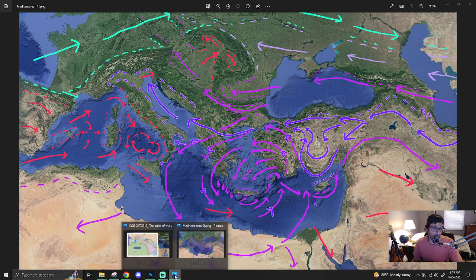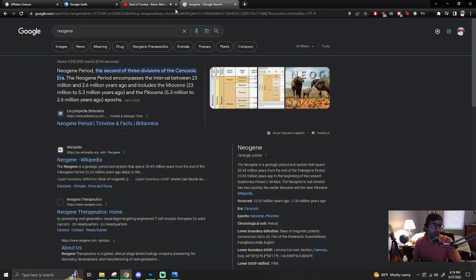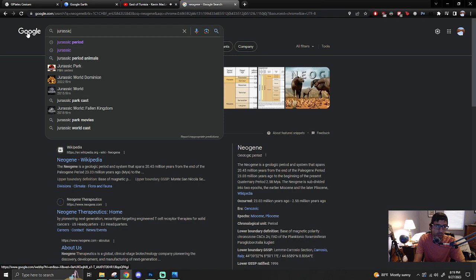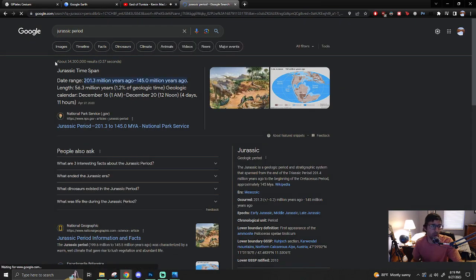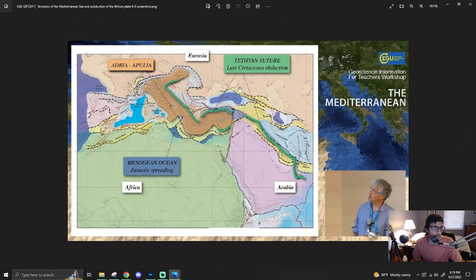Okay, so let's go back here. So oceanic crust early on Jurassic, which ends 145. I think it is like 200 to 145, 201 to 145, is when this starts to spread. Late Cretaceous subductions, a suture zone. Let me read this. I know I wrote something about this.